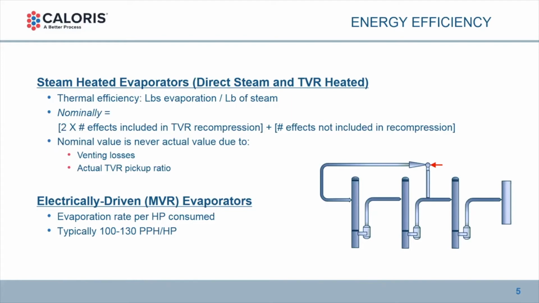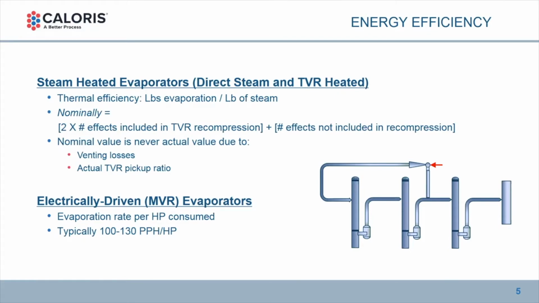Now I've got the picture here on the lower right. That's a 3 effect evaporator with TVR compression across the first 2 effects. And we are effectively getting 5 pounds of water evaporated per pound of steam. You've got 2 pounds of heating vapors going into the first effect, evaporating 2 pounds of water, which heat the second effect and evaporate 2 pounds of water. So we've got 4 pounds of water evaporated so far.